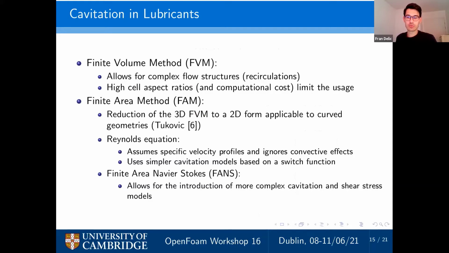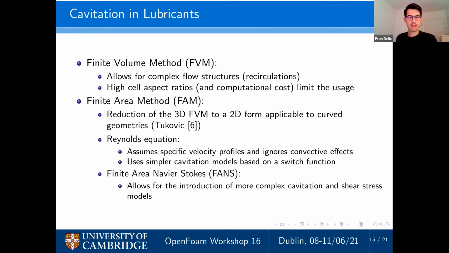However, we would like to do cavitation in lubricants. The finite volume method is limited because the problem of cavitation is that the height of the film associated is in micrometers, and the area is in millimeters squared up to centimeters squared. Therefore, the finite volume method would produce high cell aspect ratios, which limits its usage.